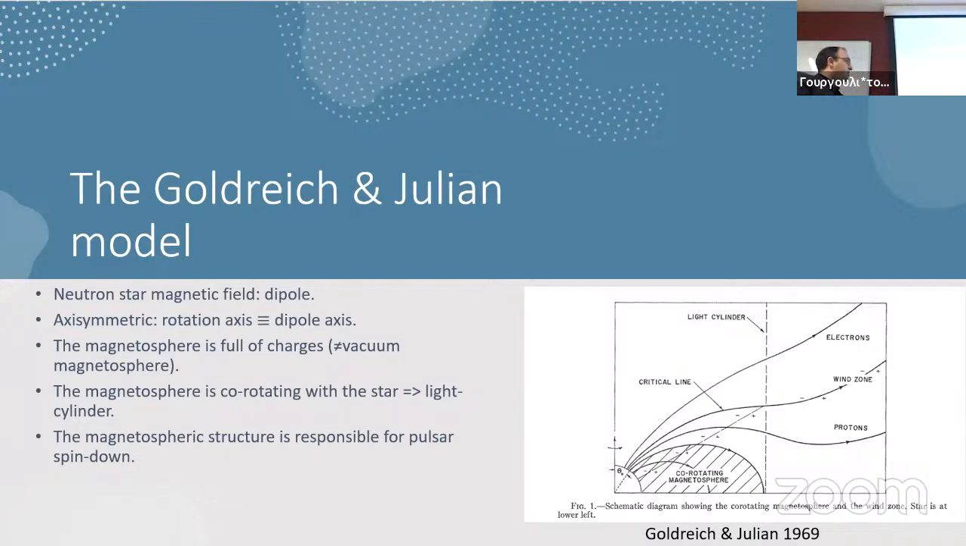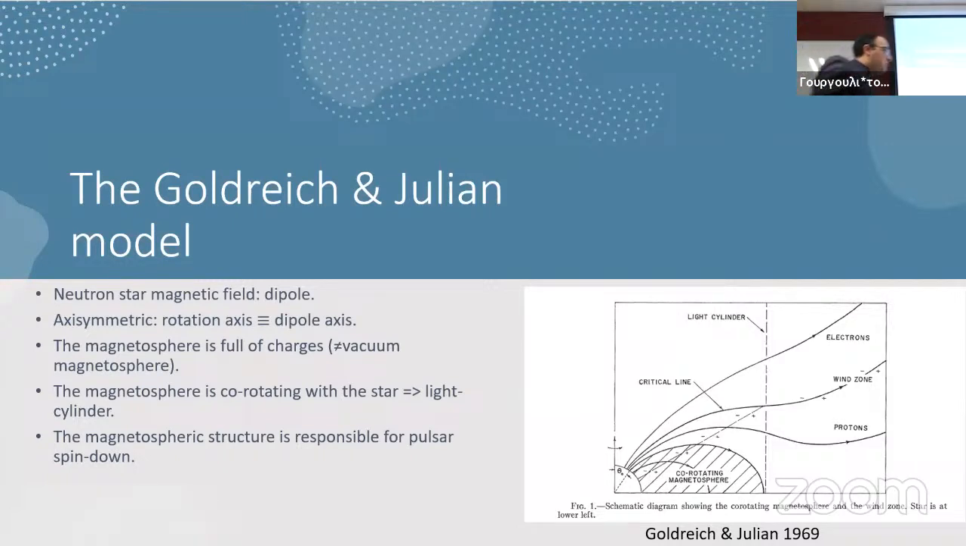Now, in this model also, we assume that the neutron star magnetic field is dipole. This is for the sake of simplicity. Of course, we can explore more different and more complicated configurations. Axisymmetric, like having the rotation axis coincide with the dipole axis. And then another important concept is that the magnetosphere is co-rotating with the star.